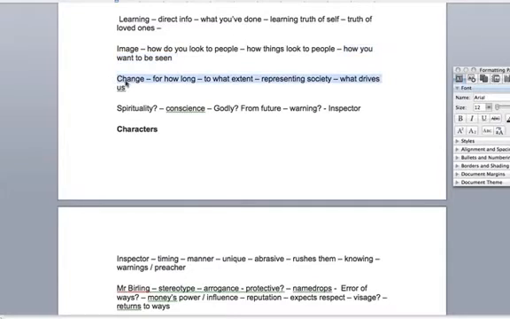So also one of the other images is change. How long do we change? To what extent do we change? How much is there? So obviously with Burling and Mrs. Burling, there's kind of a time limit that they change for. And then obviously they go back. And the extent is, Burling just thinks, if I could, I would.